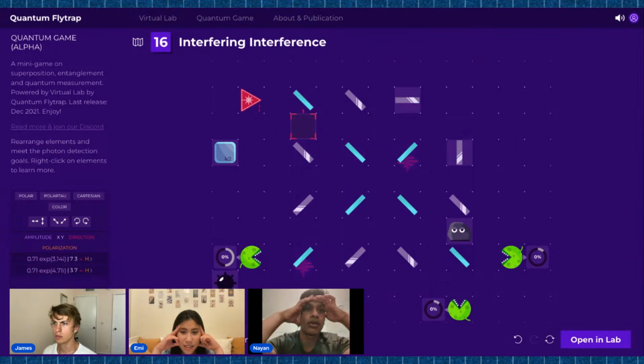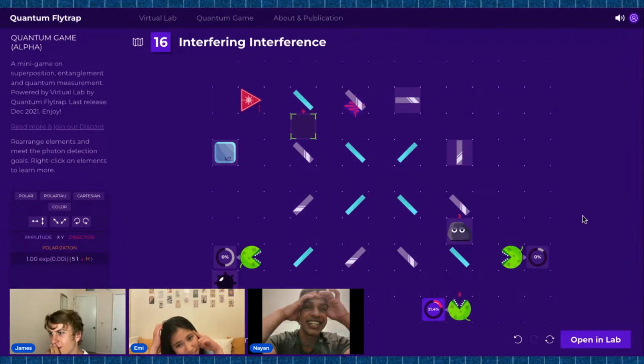Wait, it still goes down. Why? Because the momentum from... Just shifted it 1/2. Oh, but the other detector now doesn't get its 12.5 anymore. Oh yeah. Why is that? That's really weird. This one doesn't get it.